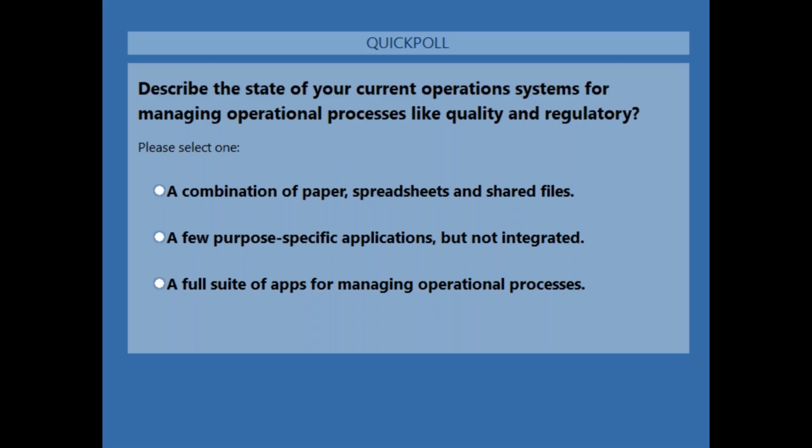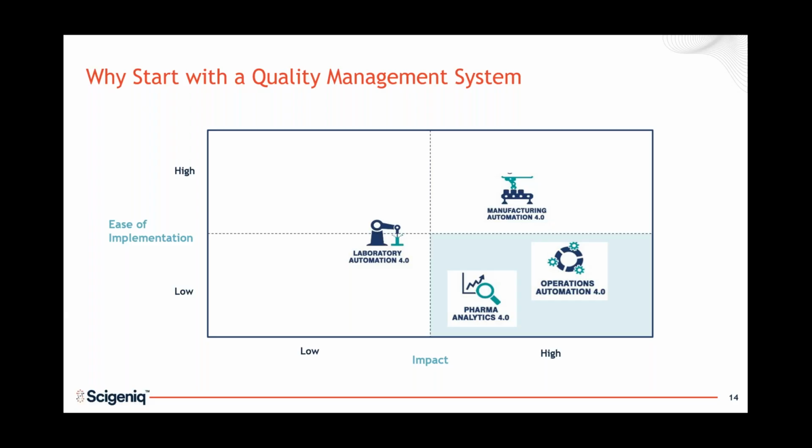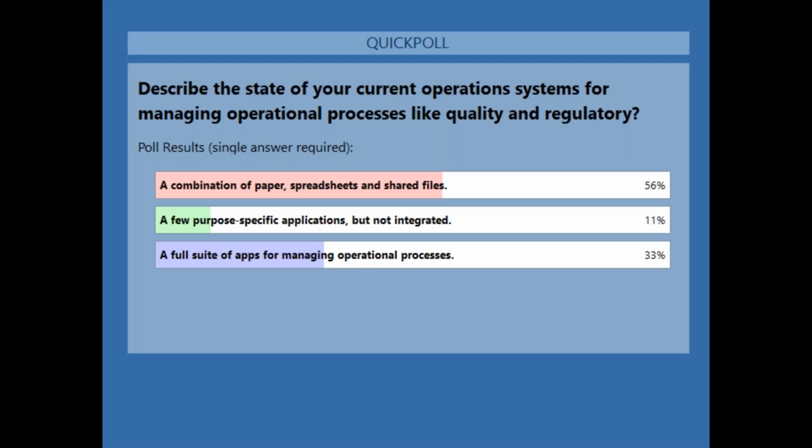And then I'll ask our producer, whose name is Barb, to go ahead. Barb, can you share with us the results? So this is, I must be honest, exactly what I would have expected, that the majority of you are in the first state, paper, spreadsheets, and shared files. 11% of you have a few purpose-specific applications, and then 33% of you have a full suite of applications. And I'm guessing there's some of the larger companies.